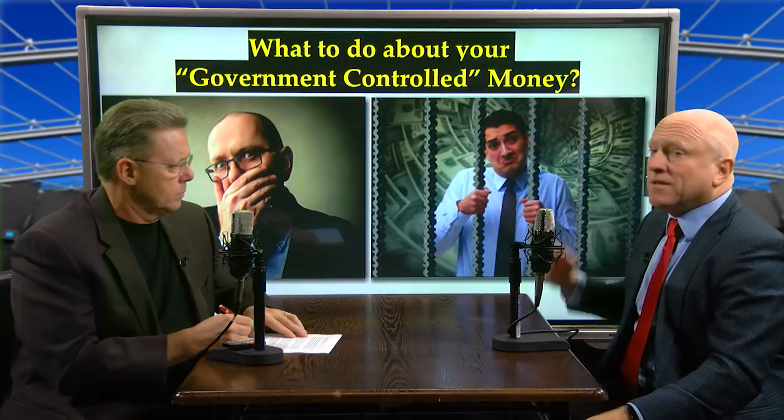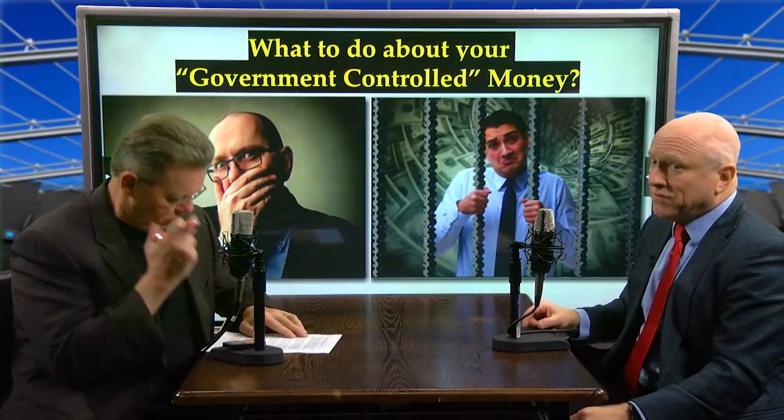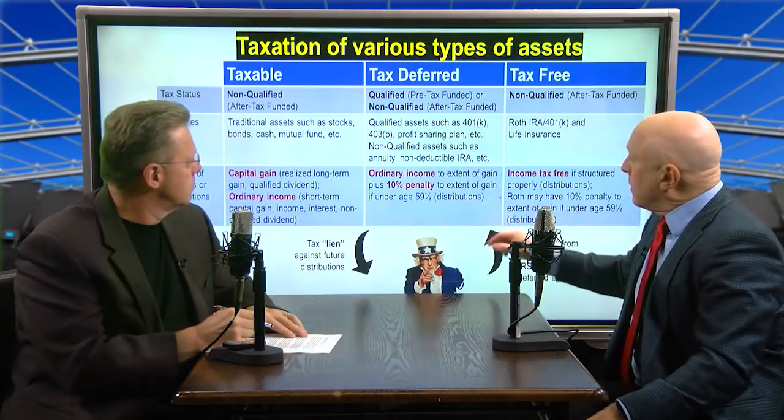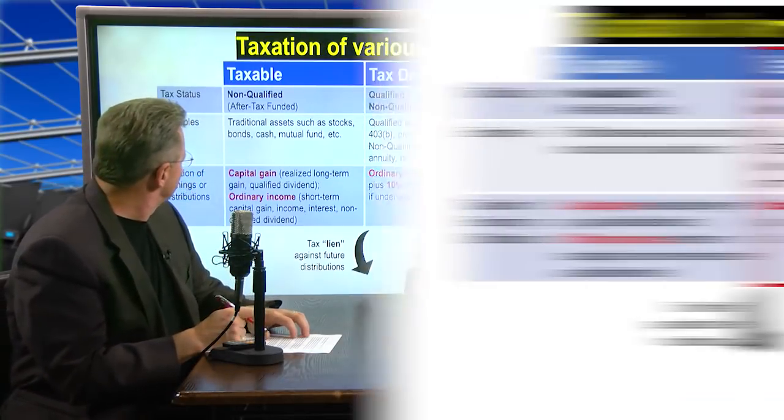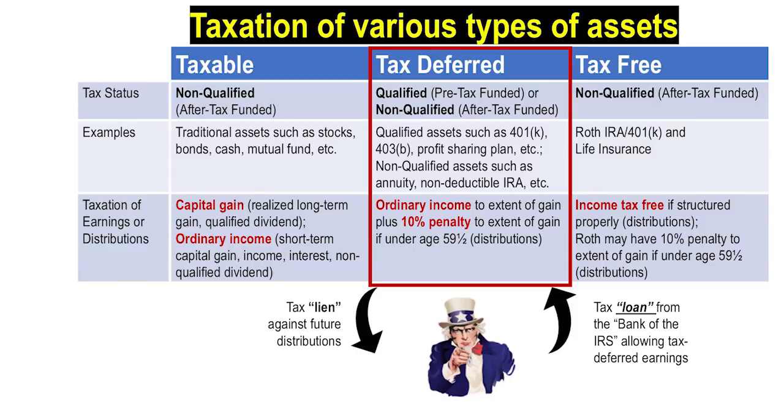So a lot of people have a lot of money in what I'll call government-controlled plans, qualified plans. And we talked about this before, Steve. What are the various taxable vehicles? Well, I've got taxed as you go, capital gains tax: stocks, bonds, mutual funds. I've got tax deferred, or if you'll remember from another meeting, we talked about tax postponed. Eventually, you're going to pay the tax. And then you've got the tax-free: Roth and life insurance.